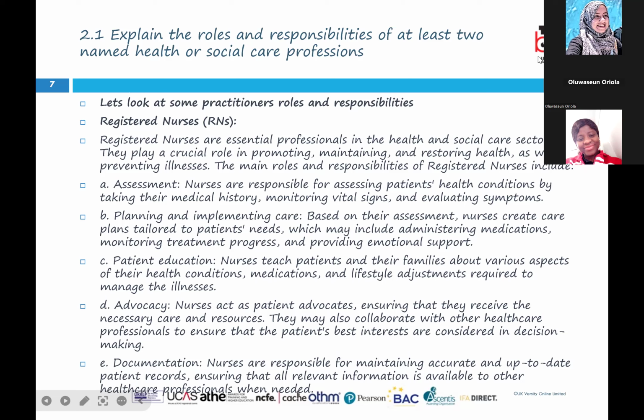They assess, so their responsibility is to assess patients' health conditions. Based on their assessment, once they've taken the assessment, the nurse creates care plans, and they're tailored to the patient's needs. So every patient gets what they need. So it's a patient-based or person-centered care. This would include administering their medications, monitoring treatment progress, and providing emotional support. Now, it's much easier to do it when one thing fits for all.